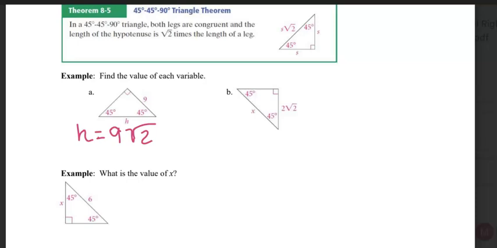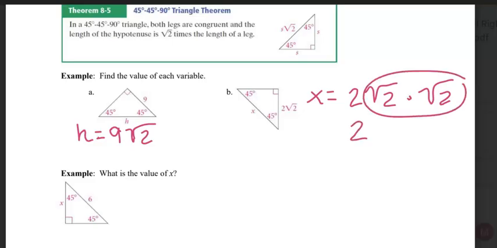In part B, again, we're looking for the hypotenuse. Hypotenuse x is equal to 2 square root of 2 times square root of 2. Remember, when you have square root of 2 times square root of 2, you just get 2. It undoes itself. So in this case, the hypotenuse is 4.